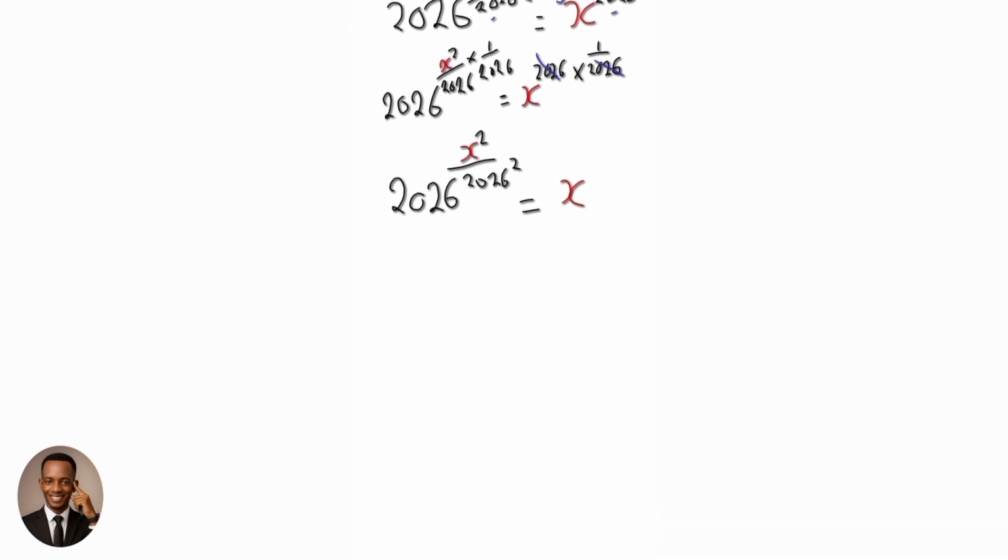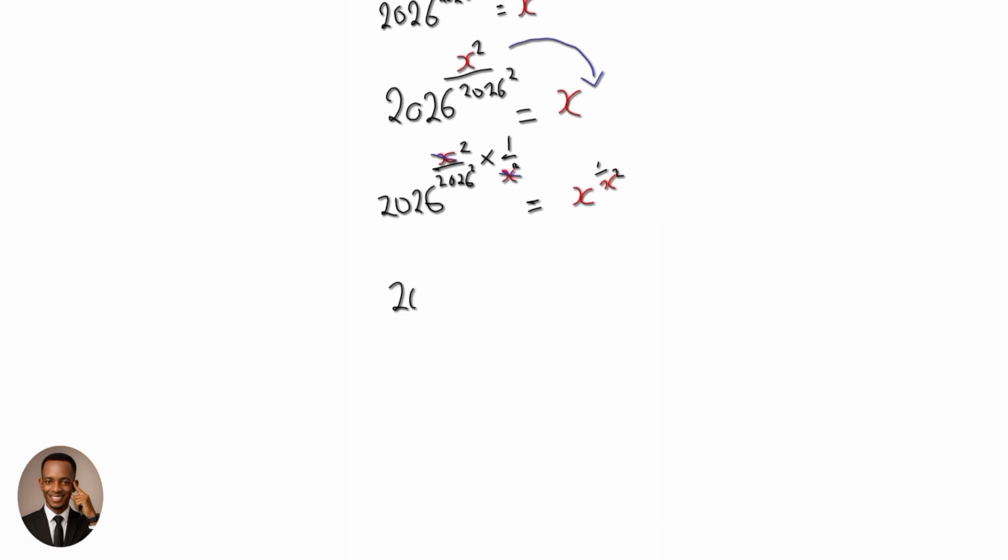So now we are done with separating the numbers. Now we are left with the variable x. So what are we going to do also? We are going to multiply the power of both sides by 1 over x squared. So we have 2026 to the power of x squared over 2026 times 1 over x squared equals to x to the power of 1 over x squared. Yes, that's nice. Now we can say x squared cancels x squared. Then finally we'll be left with 2026 to the power of 1 over 2026 squared equals x to the power of 1 over x squared.